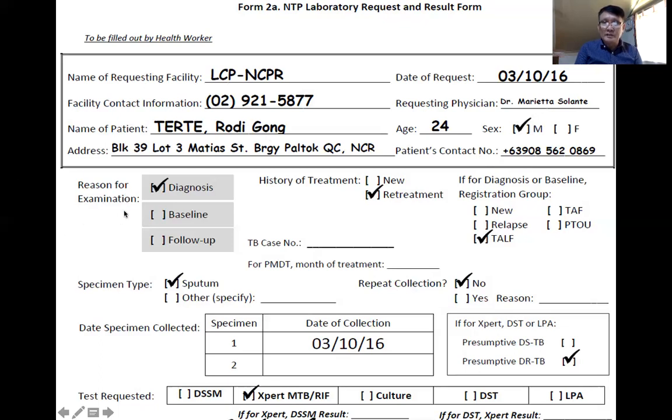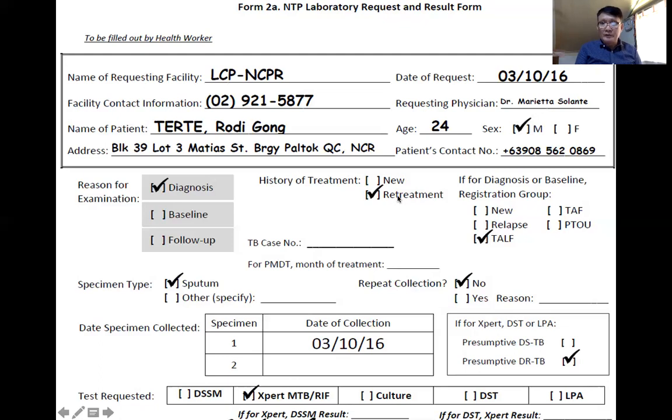Now, the reason for examination, you have three choices here. We have diagnosis, baseline, follow-up. So you just check one, diagnosis. If it is for diagnosis, you also have to identify the history of treatment, if it is new or retreatment. In this sample, it is for retreatment.